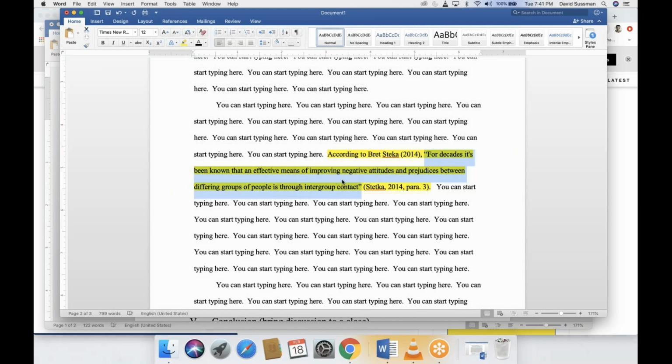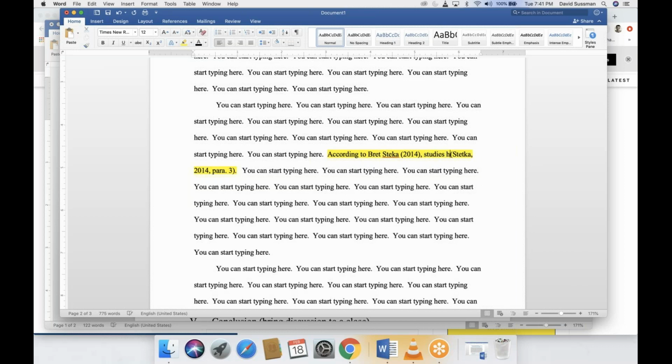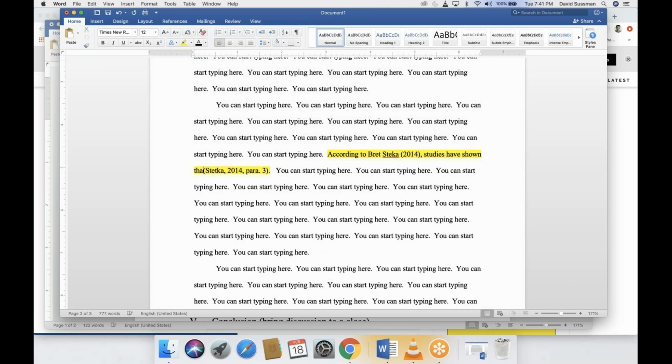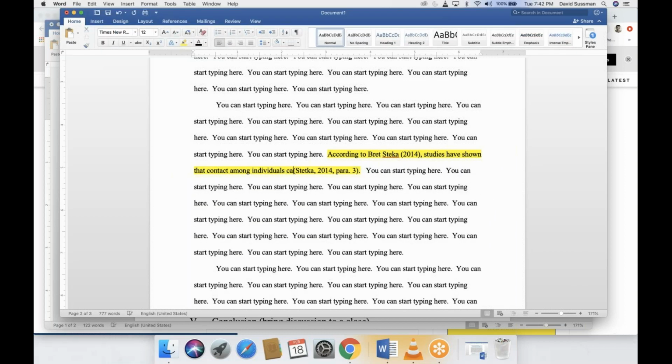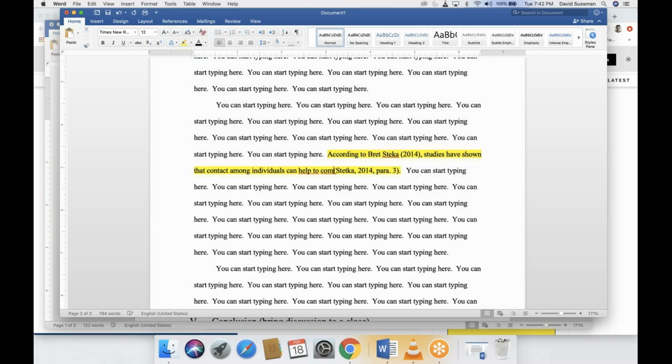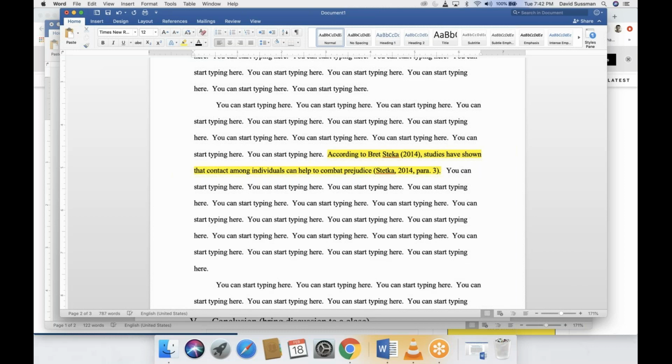Okay, now this is actually a quote that you probably would want to use the exact wording. So I'm just going to imagine something, okay? So I'm going to paraphrase, according to Brett Stetka, studies have shown that contact among individuals can help to combat prejudice. Okay, so I'm saying things in my own words. That's not actually a great paraphrase of what he said, but okay, it's my words. That's a paraphrase.